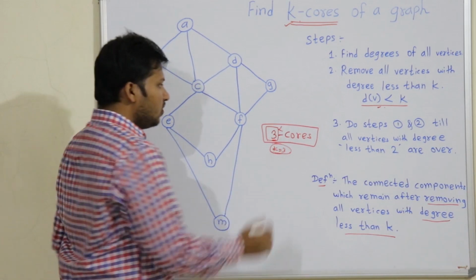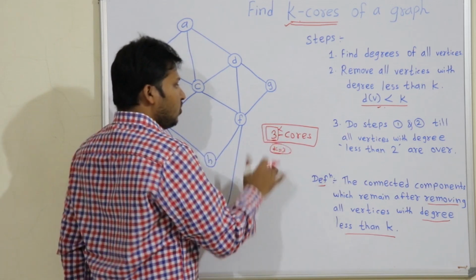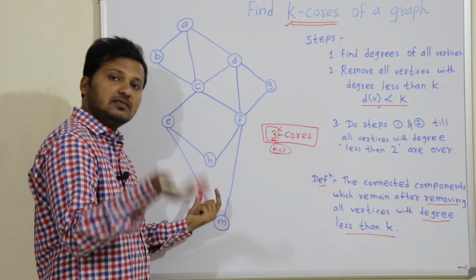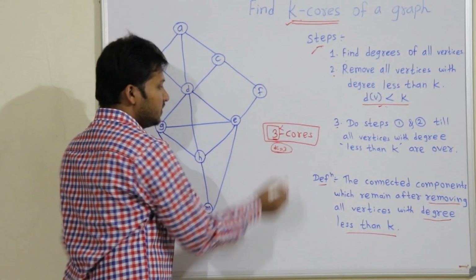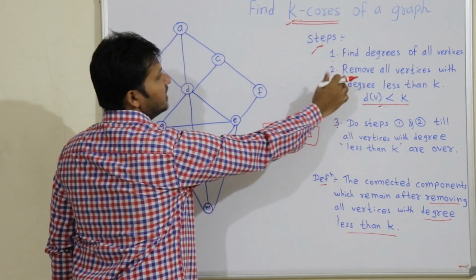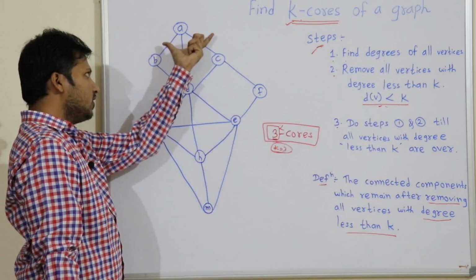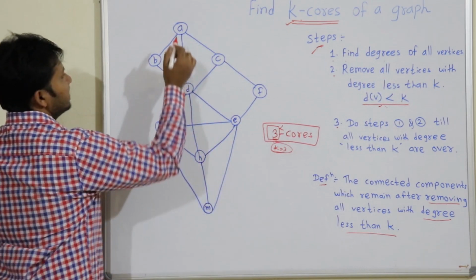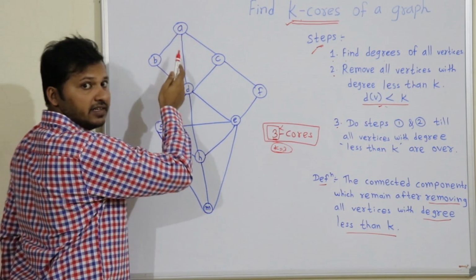So understand, 3 cores doesn't mean the number of components is equal to 3. 3 cores means you have to remove all vertices with degree less than 3. Okay. So now if we want to find out the 3 cores for this graph, then let's follow these steps. So what's the first step? See, find degrees of all vertices. Now we have to first find out the degrees of all vertices in this graph. As you know, a degree of a vertex is the number of edges connected to it.